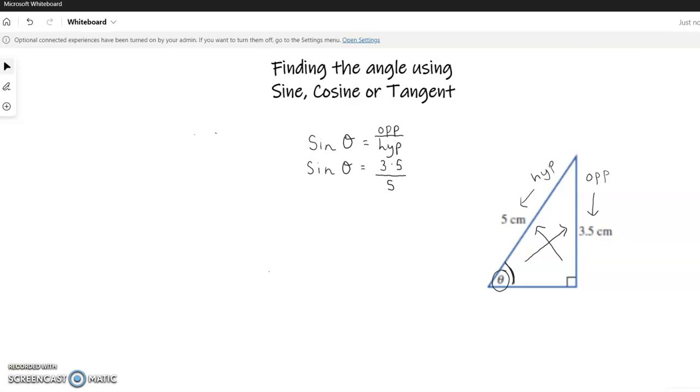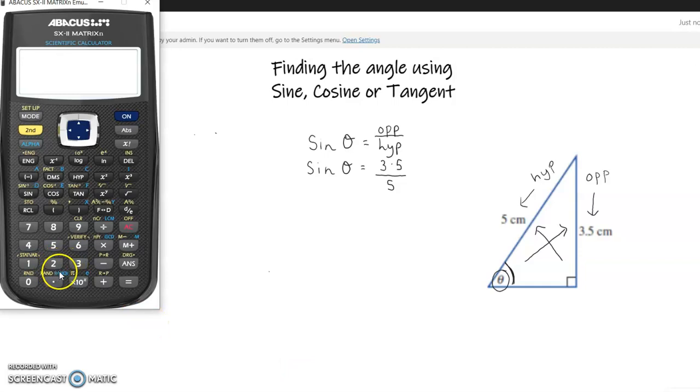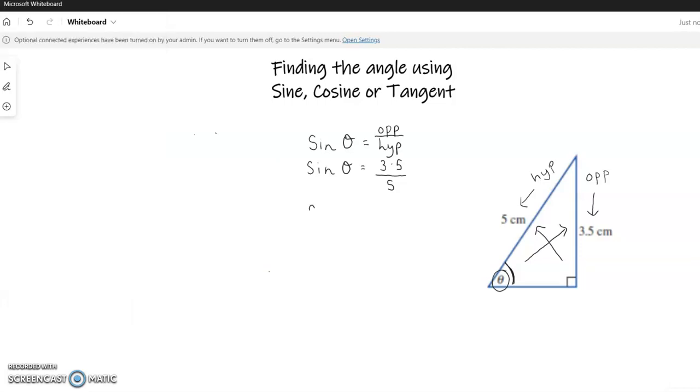Now, on our calculator, we're going to find the value of 3.5 divided by 5. So let's turn on our calculator. We're going to do 3.5 divided by 5, and that's going to give us 0.7. So this means that sine of the angle will be equal to 0.7.